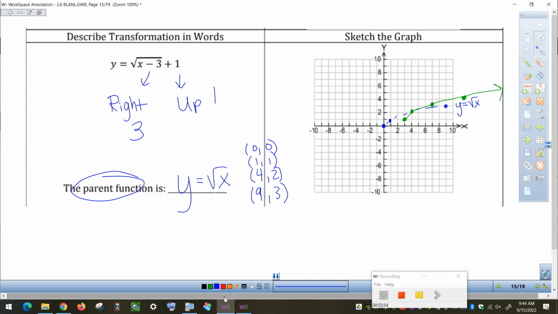All right, we're going to do the same thing on the next one. So go and look at the next equation. I want you to describe the transformation in words. We still have 2 things happening in the next one. And then I also want you to identify the parent function.